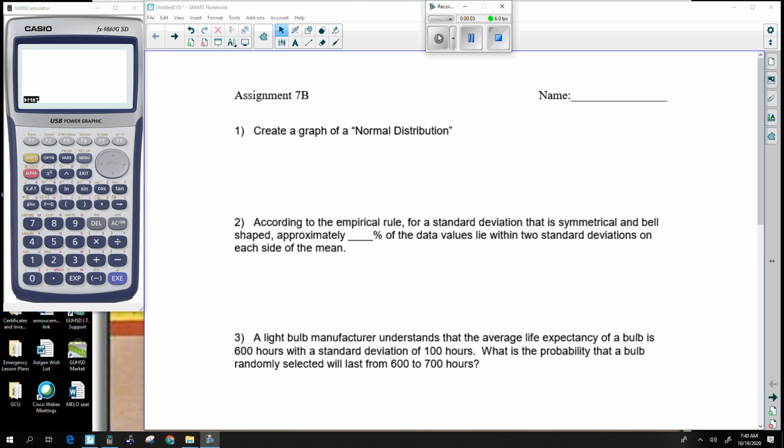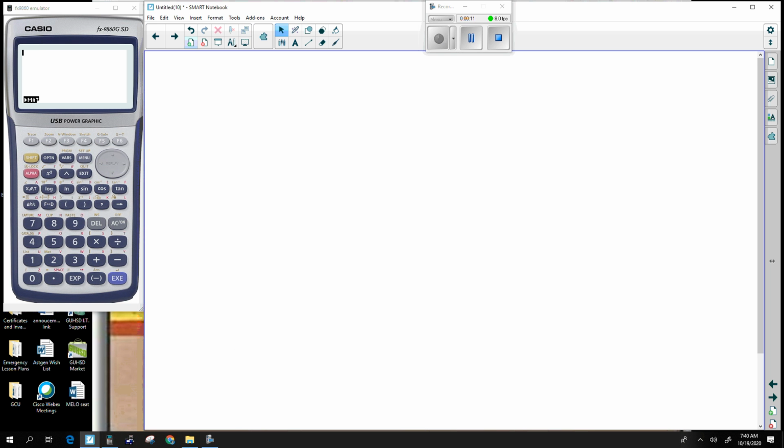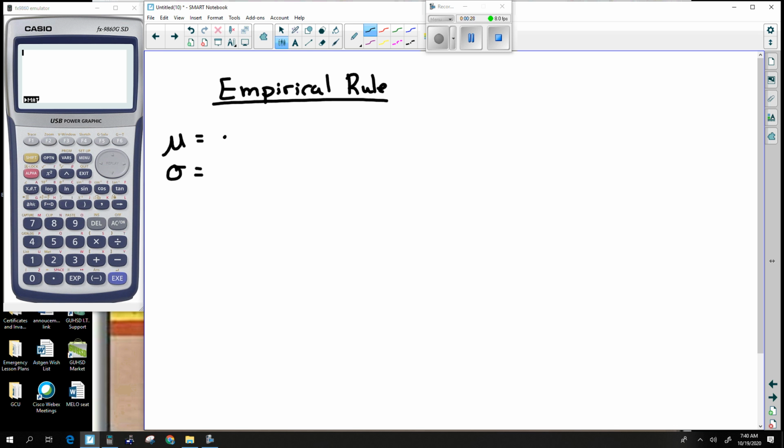Okay, this is part B, assignment B of Unit 7. This is also still dealing with the empirical rule. So again, I will remind you of the basics of the empirical rule. All right, so we have the average and a standard deviation.